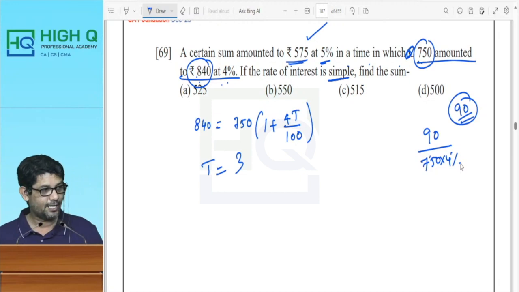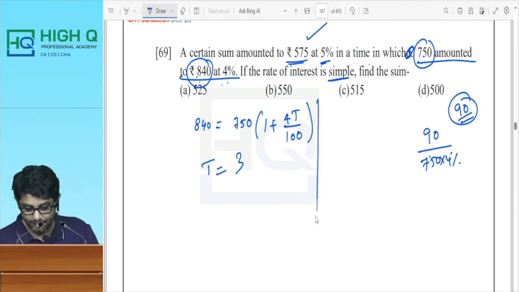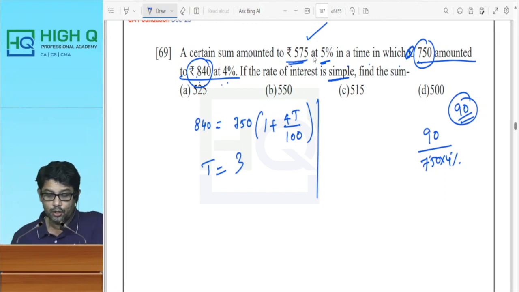Again, you are getting the same. Everywhere you will get the same. Next step, substitute here to get the principal, my dear. Now here we have to find out the principal. How to do it?